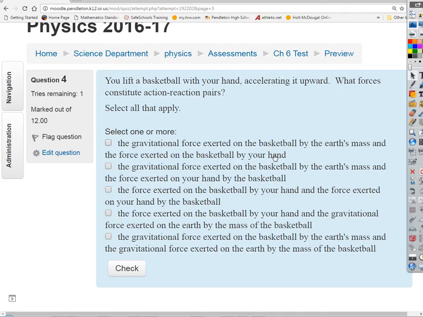What about number 2? Gravitational force exerted on the basketball by the Earth's mass and the force exerted on your hand. Now, how about number 3? Force exerted on the basketball by your hand and the force exerted on your hand by the basketball. Yeah. That's good. There's a winner. Force exerted on the basketball by your hand and the gravitational. No good. And then gravitational force exerted on the basketball by the Earth's mass and the gravitational force exerted on the Earth by the basketball's mass. Aha, that works, right? Everybody see that? Those are the two. Good, good. All right.